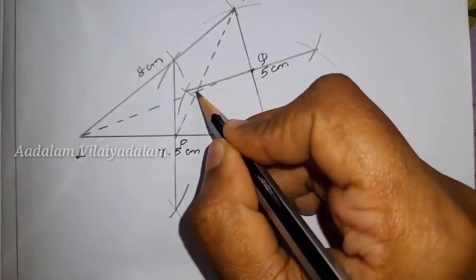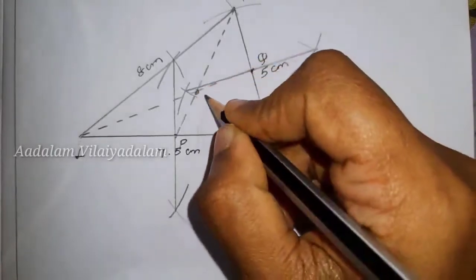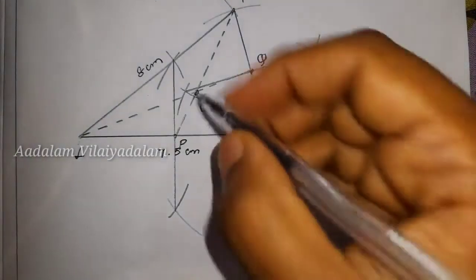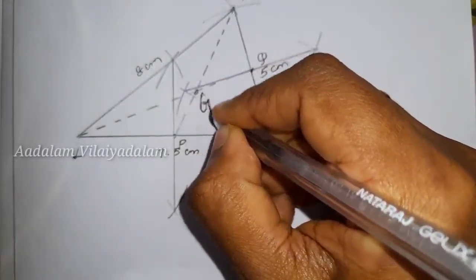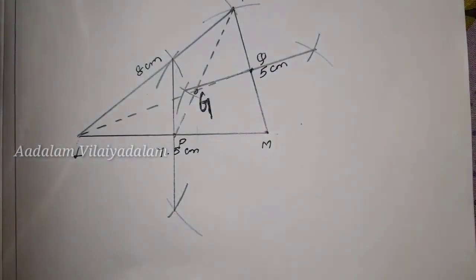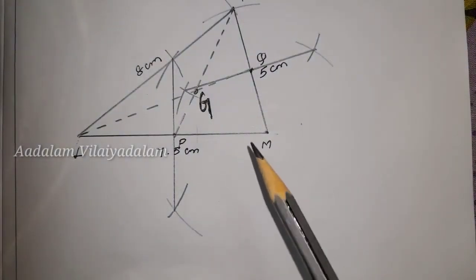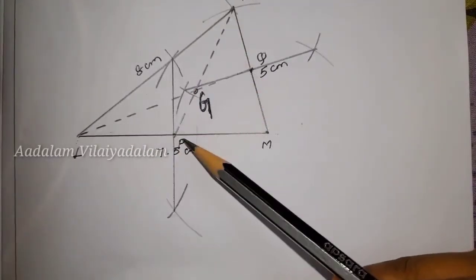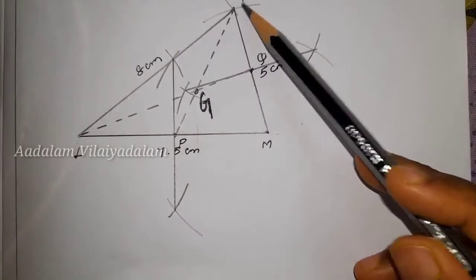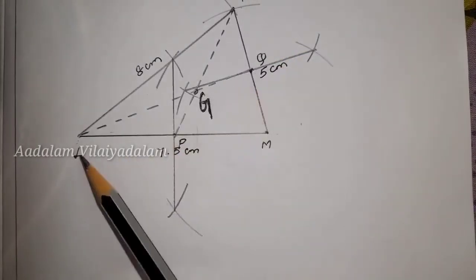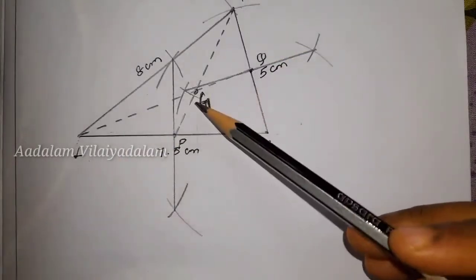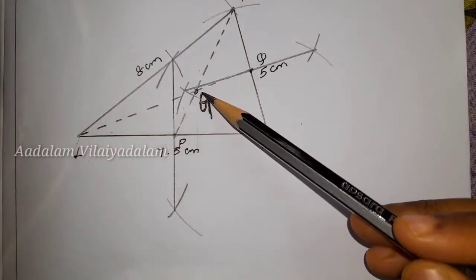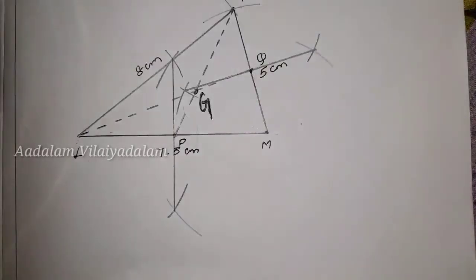The two intersecting medians meet at G. So G is called the centroid of the triangle. Centroid means the point of concurrency of the medians of the triangle. PN is one median, the other median is QL. The point of concurrency of the medians of the triangle is called the centroid. It is denoted by the letter G.